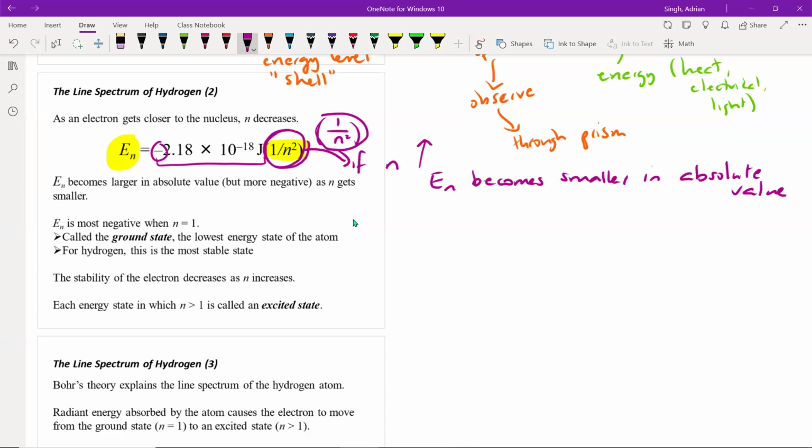And then the converse would be true. Okay, so if n decreases, so if it becomes smaller, then En becomes larger in value. Okay, because if this denominator here, n, is a small number, then 1 over a small number gives me a big number. So a big number now times this thing will give me a fairly large value, but it's still negative, right? Becomes larger in absolute value, but still negative.